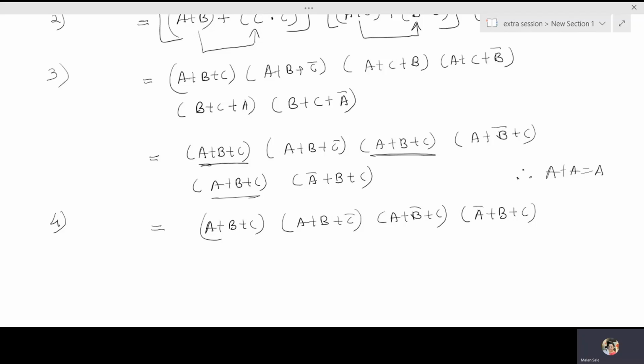Now this is the standard POS form. As each sum term contains all the literals, this expression is in the standard form or the canonical form.